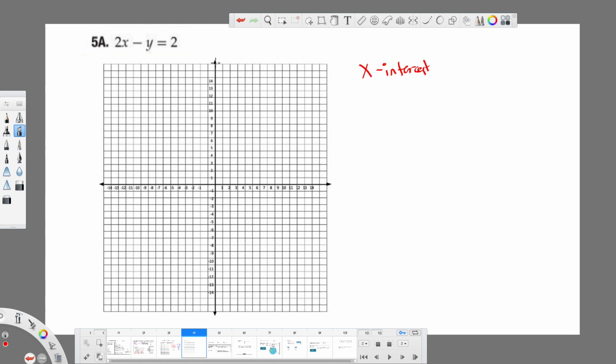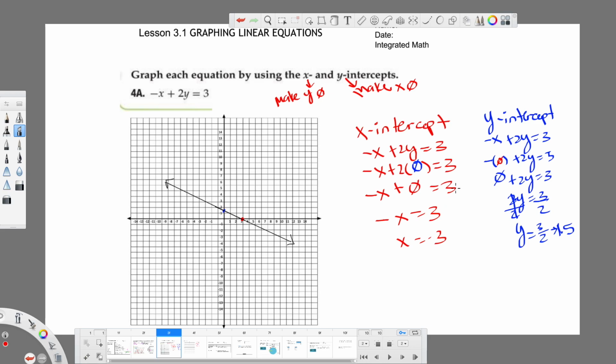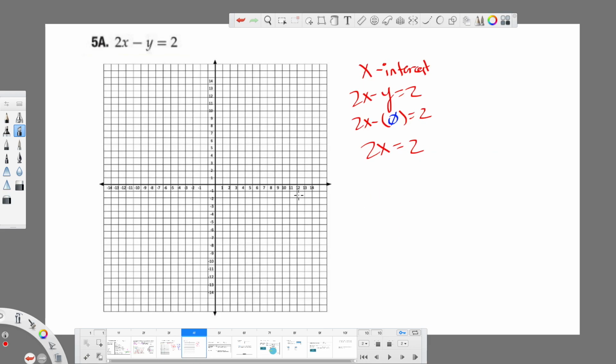So 2x minus y equals 2. So remember, x-intercept means make the y 0. So I'm going to leave that open, and I'm going to put my 0 in. All right, so for this one, I'm not necessarily going to write out minus 0. 2x minus 0 is just 2x. So I'm going to kind of skip that step there, because I know on the last step I wrote that piece out. But really, we don't necessarily need to write minus 0. We know anything minus 0 is just itself.